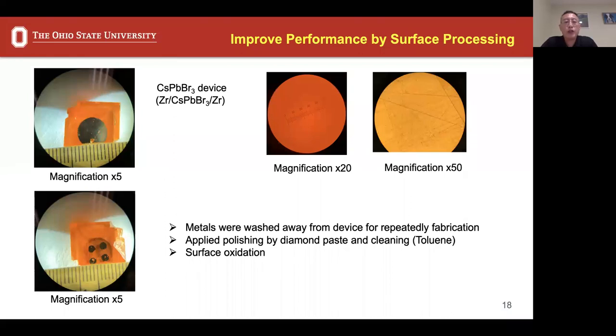So for the polishing, what we did is we applied a diamond paste and tried to polish the surface. We did cleaning by tutoring. There is also surface oxidation, but I have to admit that we did not purposely do surface oxidation or passivation. It is really an unintentional oxidation that forms an oxidation layer that helps to suppress the surface decay current.